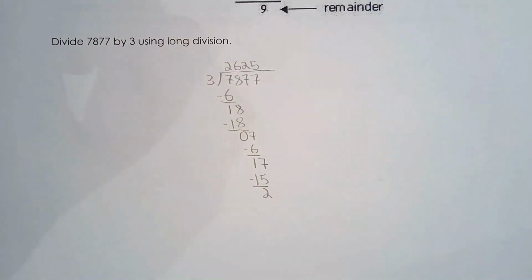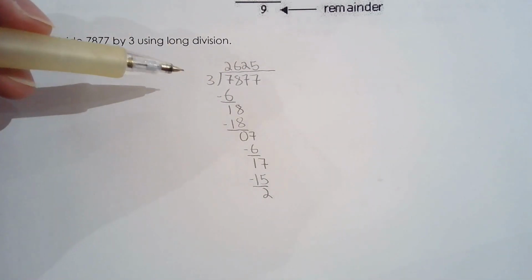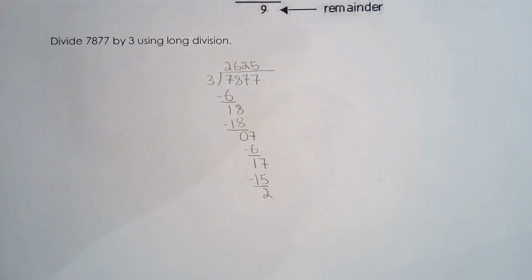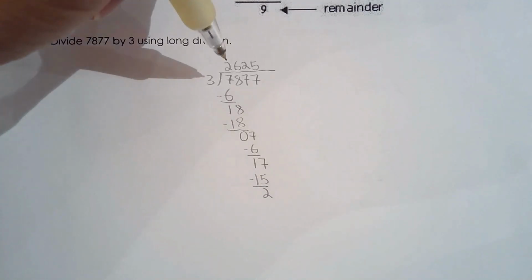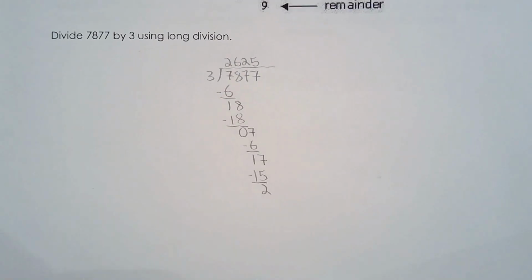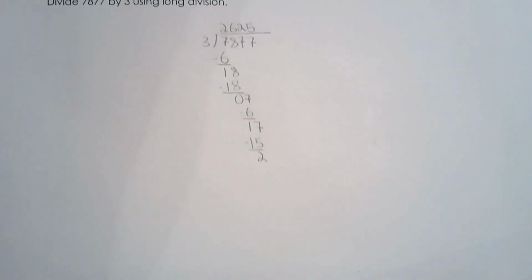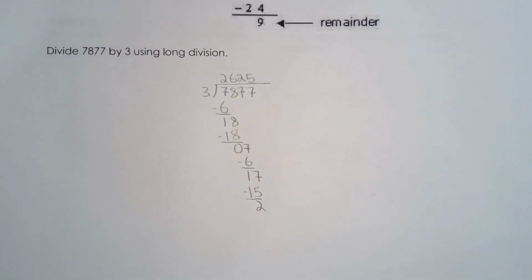You can't go any further, and there's no other number to bring down, so guess what? 2 is our remainder. And you can check your long division to see if you've done it correctly. Okay, we have something down here to help you remember, but you should have learned this in elementary school. The divisor times the quotient plus the remainder is equal to the dividend. Okay, so I'll write down why that makes sense.